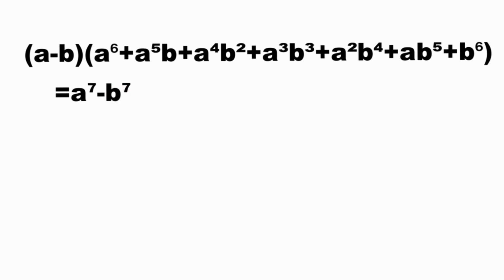Just remember the descending power of a, while b has the ascending power. And we have here, this is to the 6, so the answer must be a to the power of 7. This is also to the power 6 minus b to the power of 7.